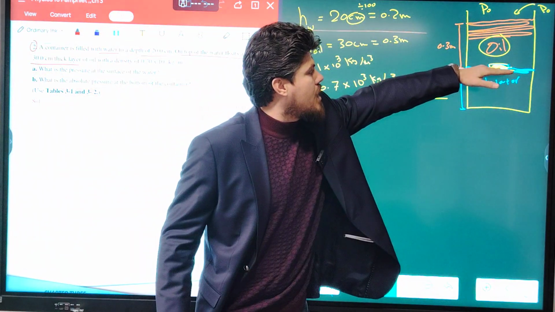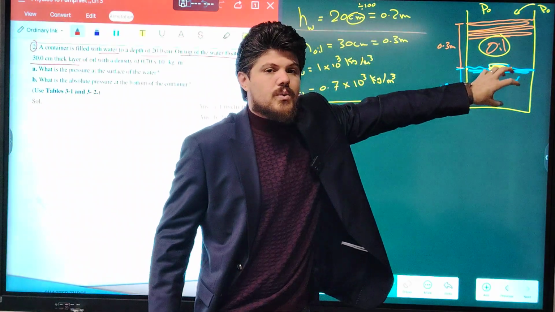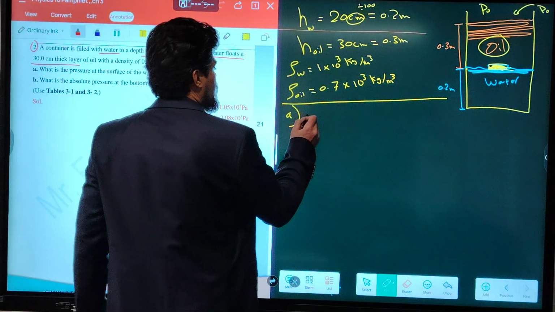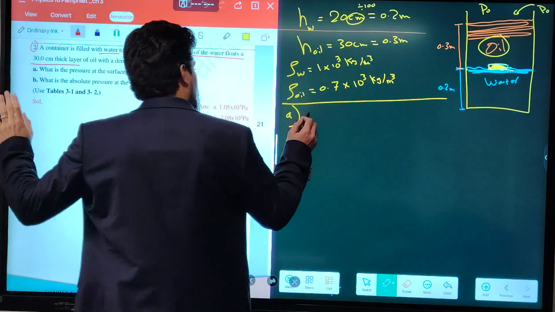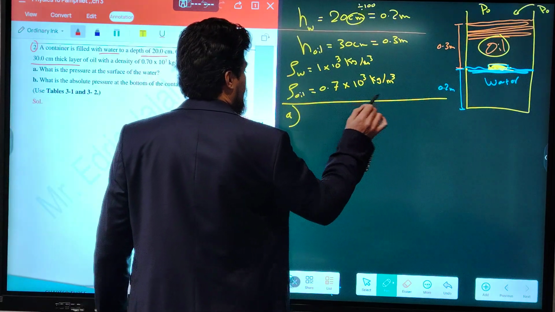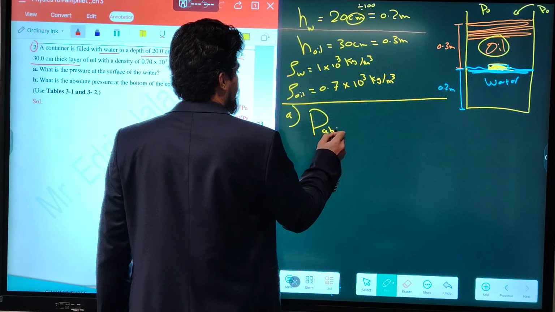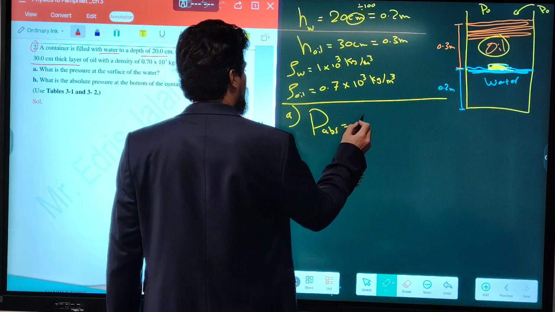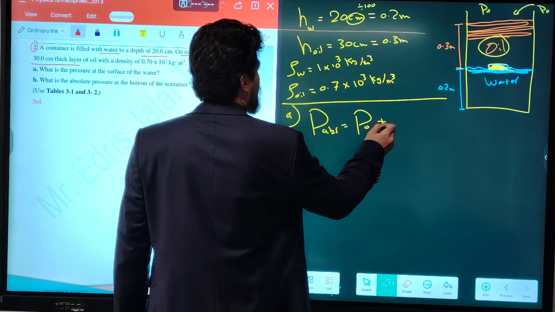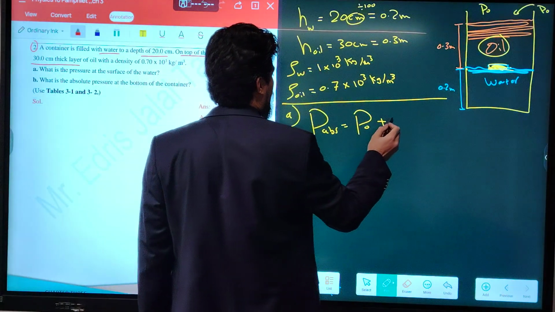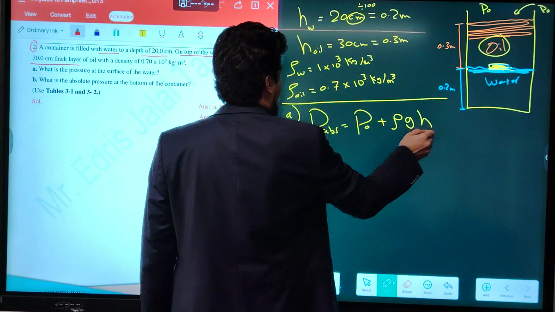At the surface of the water, we don't have the pressure of the water, only the pressure of the oil and atmospheric pressure. Branch A, to find the pressure at the surface of the water, P absolute is unknown, which is equal to P naught, the atmospheric pressure, because the container is open at the top, plus rho g h.